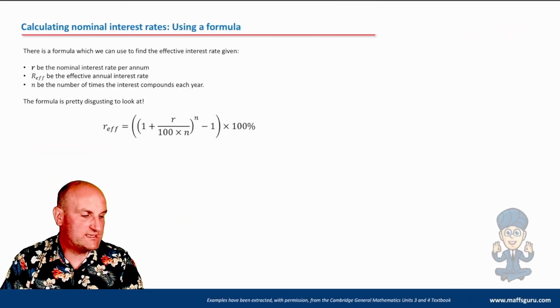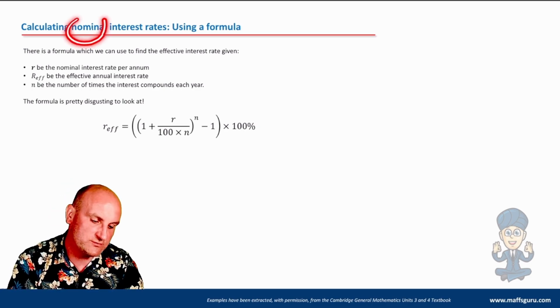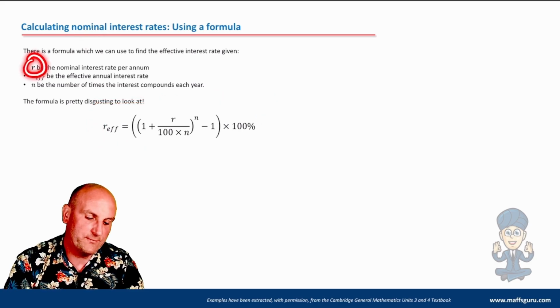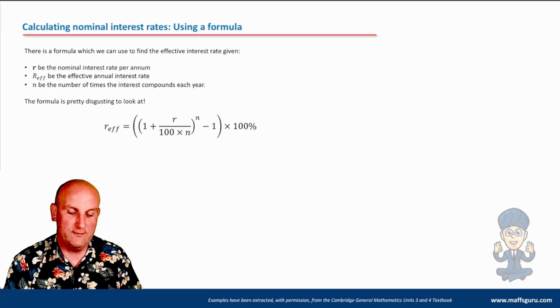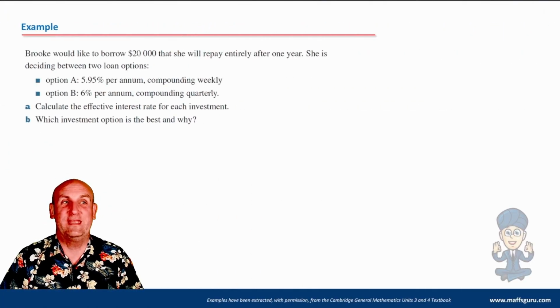If you are following the Cambridge textbook, and apparently this is one in previous years, I don't remember seeing this, but there is a formula that you can use to work out effective interest rates. You can use this formula here, where little r is the nominal rate, REFF will be the effective interest rate, and N will be the number of times the interest compounds per year. Now, I don't know about you, I'd rather use my calculator because that looks really, really confusingly complicated.